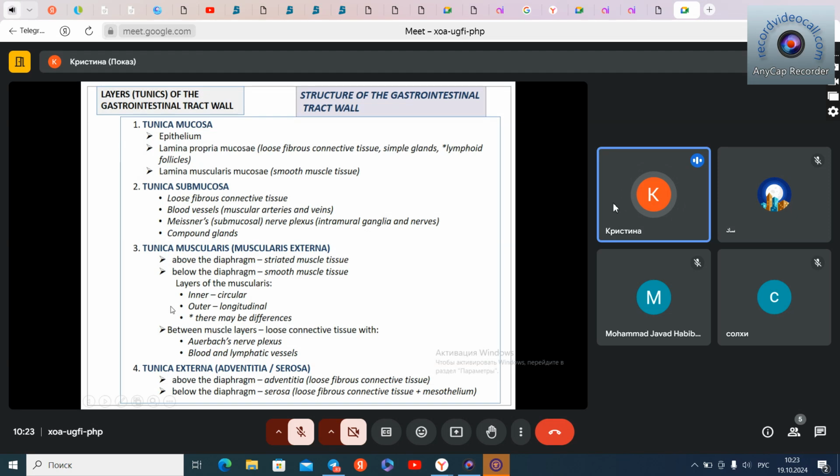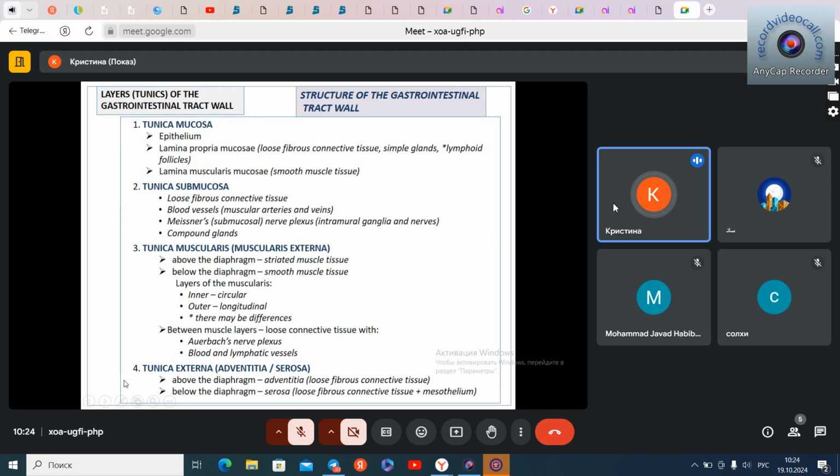Usually, the orientation of the layers of muscularis are inner layer circular, concentric, and outer longitudinal. There may be some differences in different parts of the gastrointestinal tract. Between the inner and outer layer, we have loose connective tissue with the nerve plexus, which is called Auerbach's or myenteric nerve plexus, and also blood and lymphatic vessels.